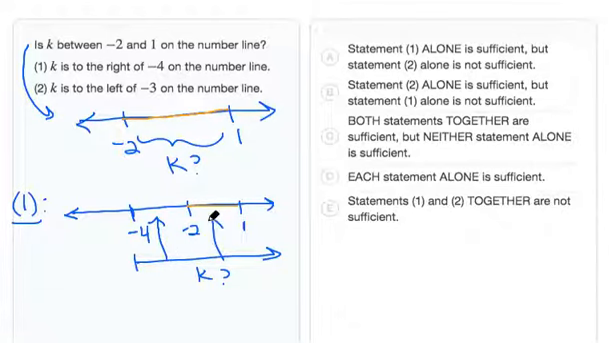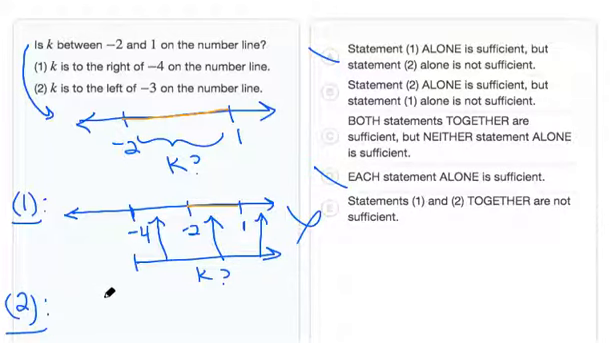It could be somewhere in here. It could be somewhere over here. So it may be between that range. It may not be between that range. Since we can't definitively say, yes, it's in that range, or no, it's not in that range, and it depends on the value of k, this statement alone is not sufficient. We can't definitively answer the question.